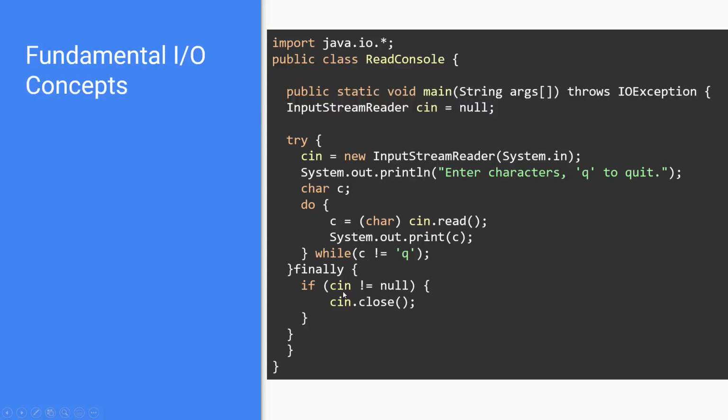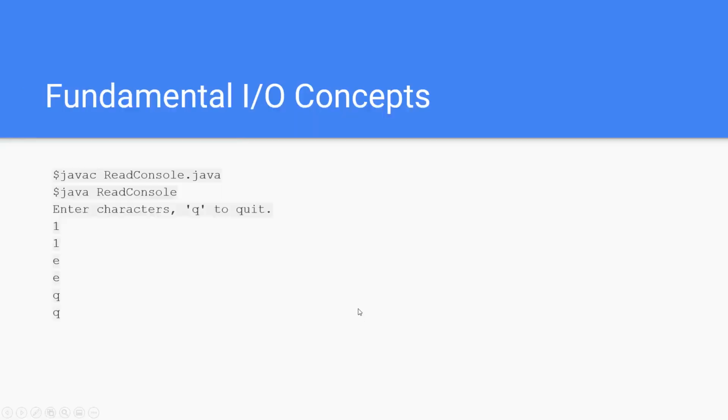And then there's a finally here where we actually close the variable, so we take it out of that memory that it's in. And here's the output from what we just saw. Right here, so our characters, as long as we don't have Q, we can go through whatever character we put in, Java will output that character back to the console.